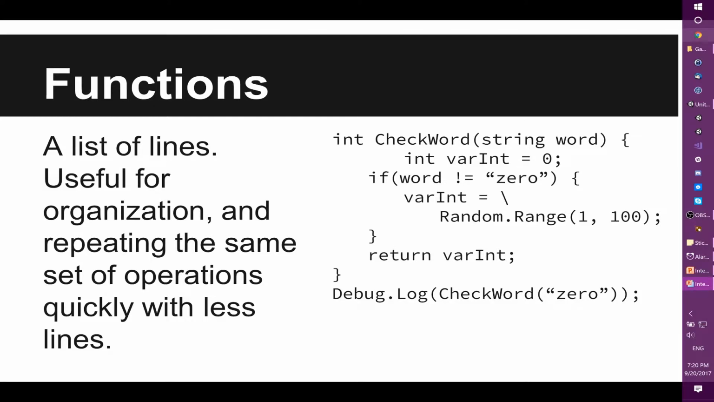And finally, functions. A function is a list of lines. It's used for organizing a set of operations quickly, so that you can repeat those lines using just the name of that function itself. So this is a good example.